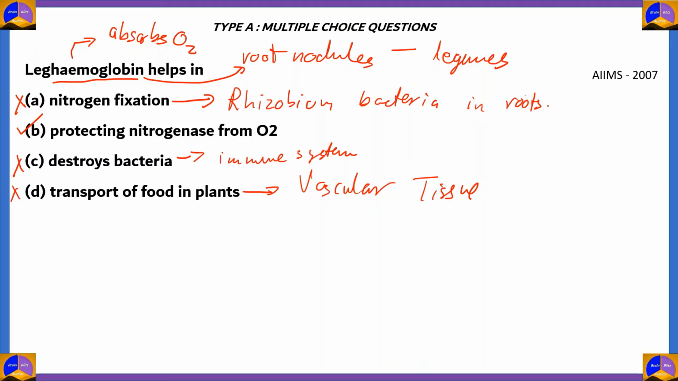So as we said, leghemoglobin absorbs O2. Since in the roots the nitrogenase enzyme breaks down in the presence of oxygen, this saves the nitrogenase enzyme by absorbing the oxygen. And that's why leghemoglobin helps in protecting nitrogenase from oxygen. Option B is the right option.